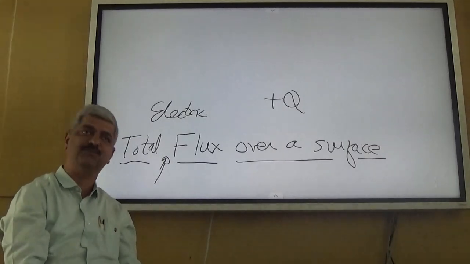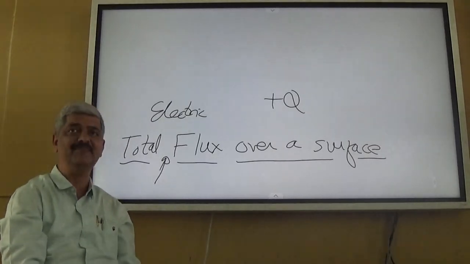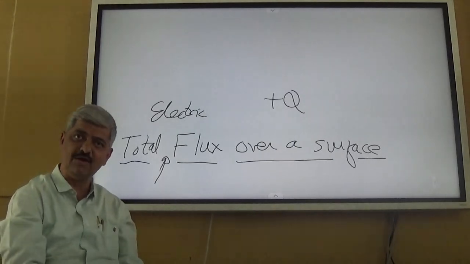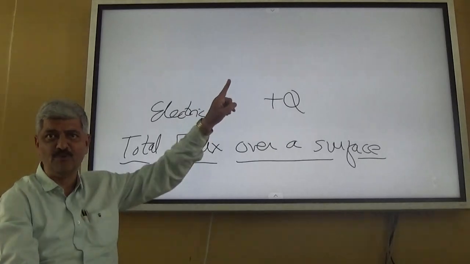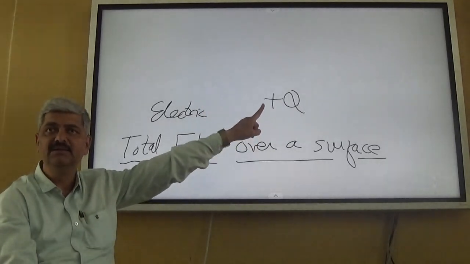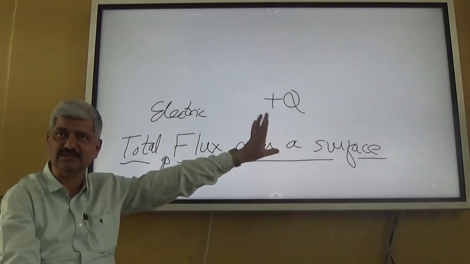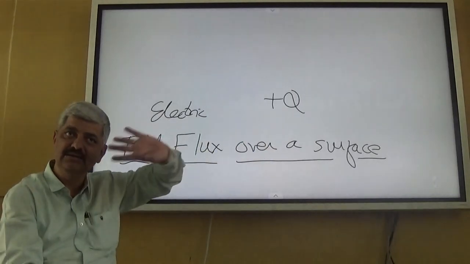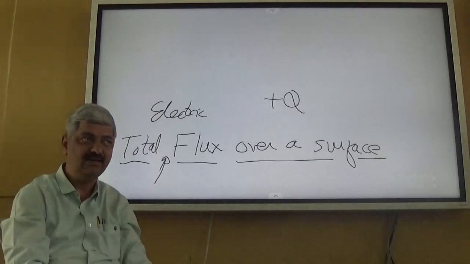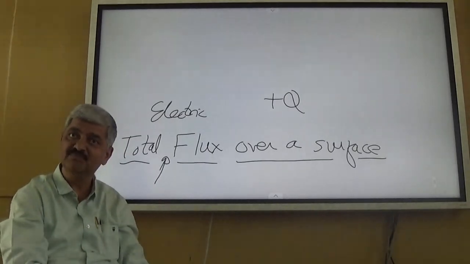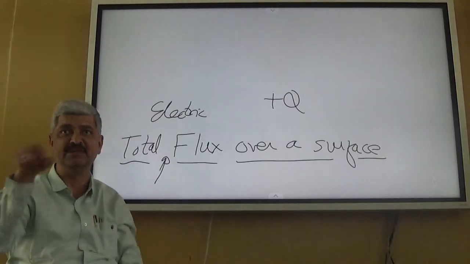Means electric field at a point because of a point charge will be 1 upon 4 pi epsilon naught, Q upon R square. Means it is independent of medium, electric flux. And for electric field, epsilon naught comes in the denominator.